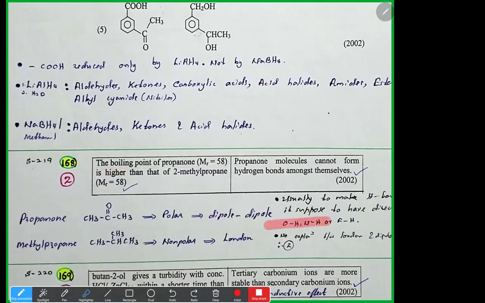Yeah, direct OH, NH, FH. But that's not the reason. The reason is supposed to be the comparison between dipole and London. They are not giving the comparison between these two, so no explanation. 168, answer 2.